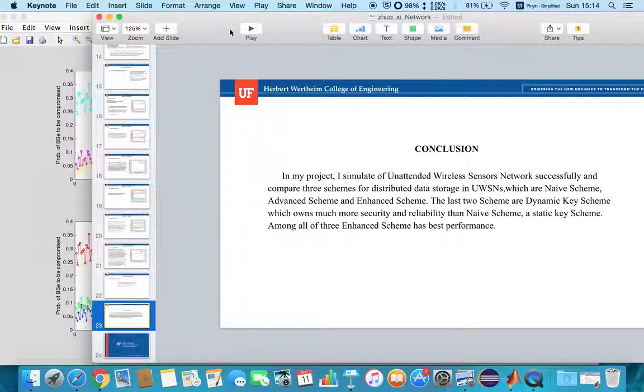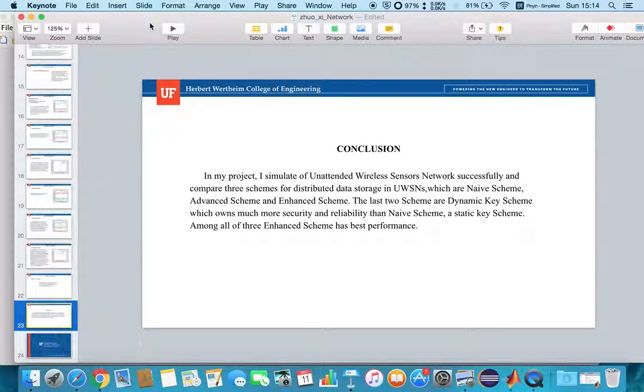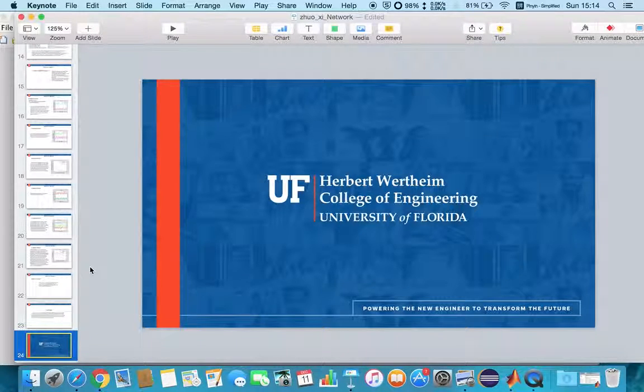And in my project, I simulated the unattended wireless sensor network successfully and compared three schemes for distributed data storage. The last two schemes are dynamic key schemes, which own much better security and reliability than the naive one, the static key scheme. And among the three, the enhanced scheme has the best performance. That's my demonstration.